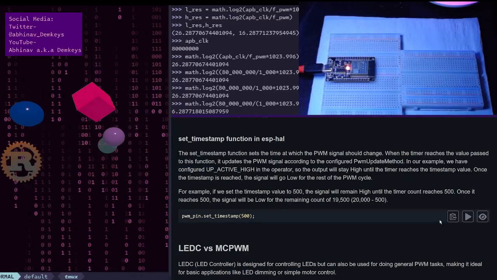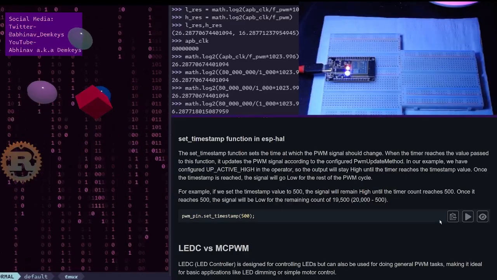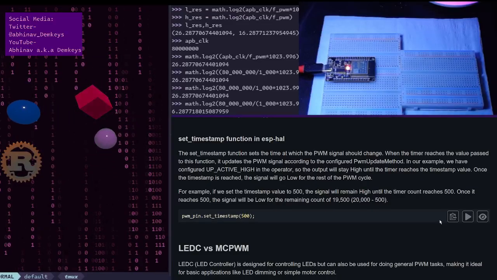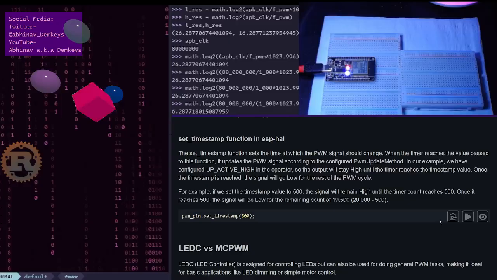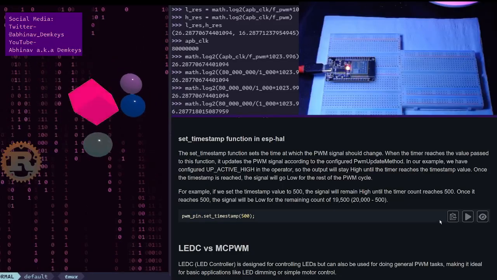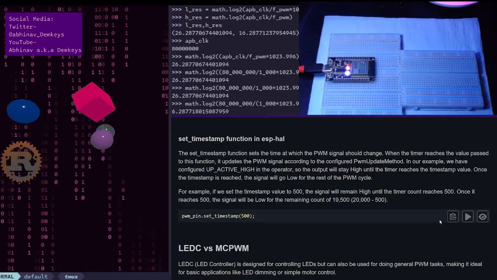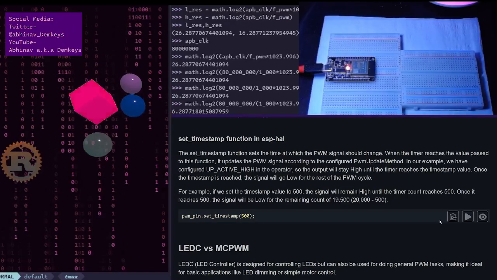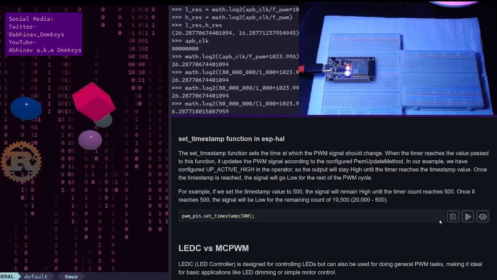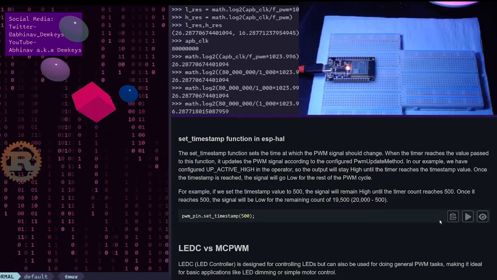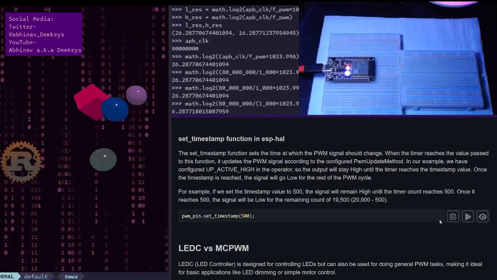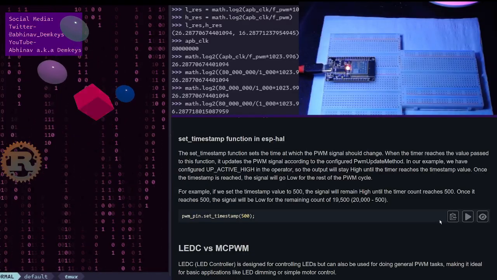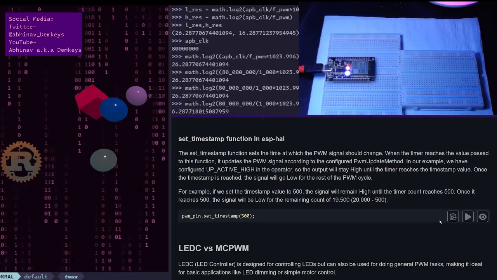When the timer reaches the value passed to this function, it updates the PWM signal according to the configured PWM update mode. In our example, we have configured up active high. Is this basically setting when the signal should go high and when it should go low? So is this basically another way of setting the duty cycle? I'm getting that idea, but it says timestamp. So like, are we counting the time in ticks?